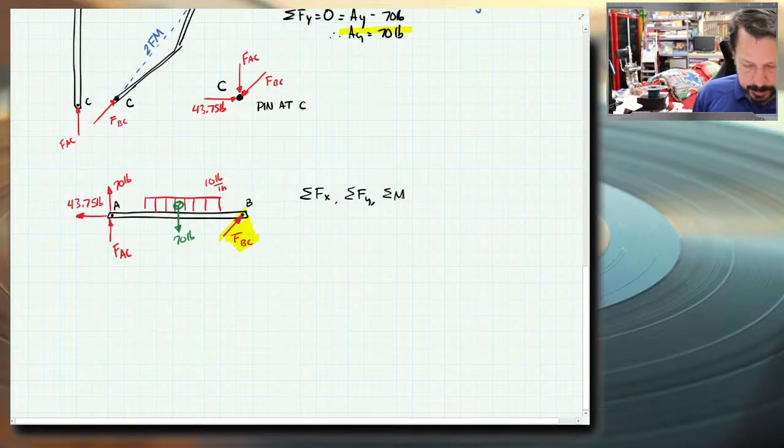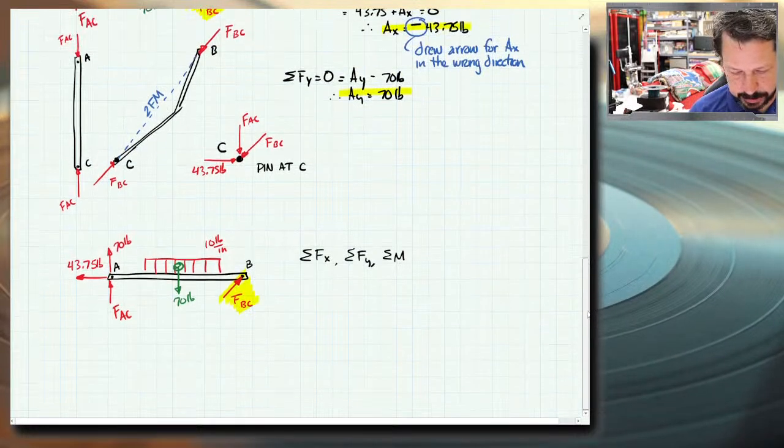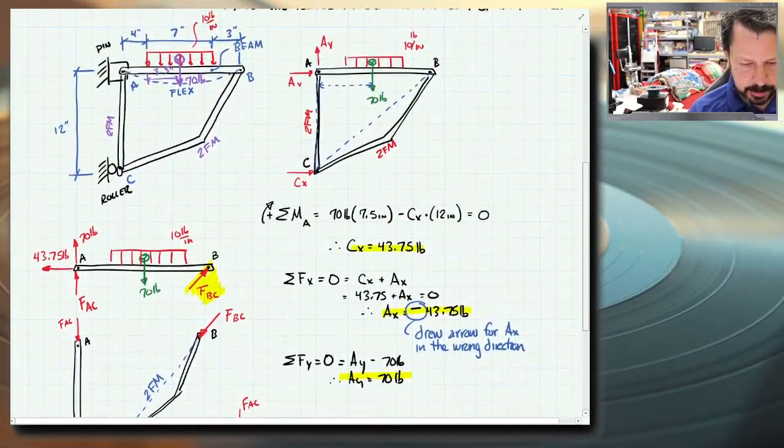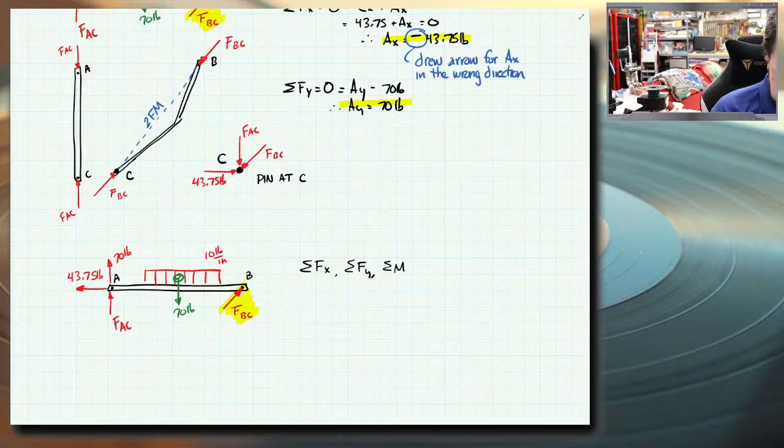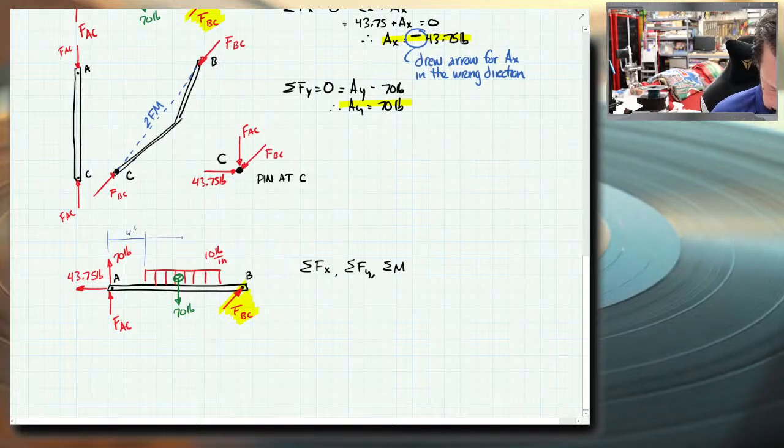Let's do a moment equation. Why not? We will need some dimensions for that, though. I forgot what they were. 4, 7, and 3. So let's put them here. 4 inches, 7 inches, and 3 inches. Okay.